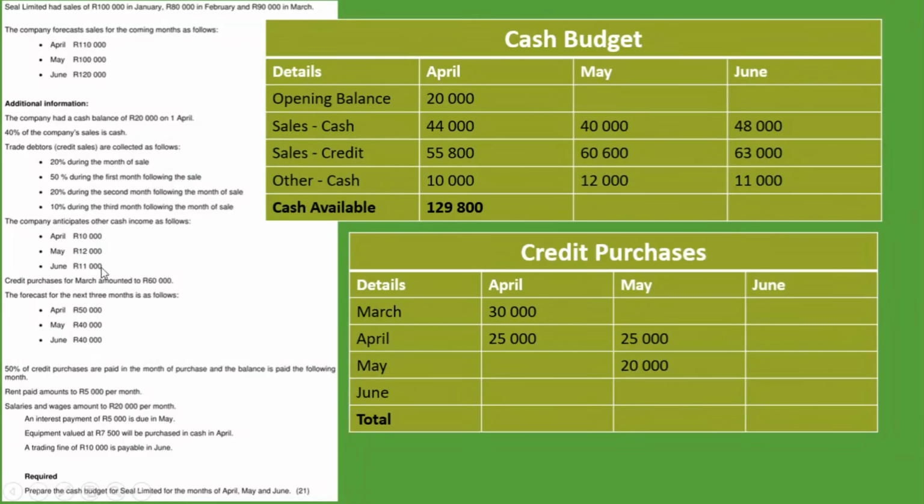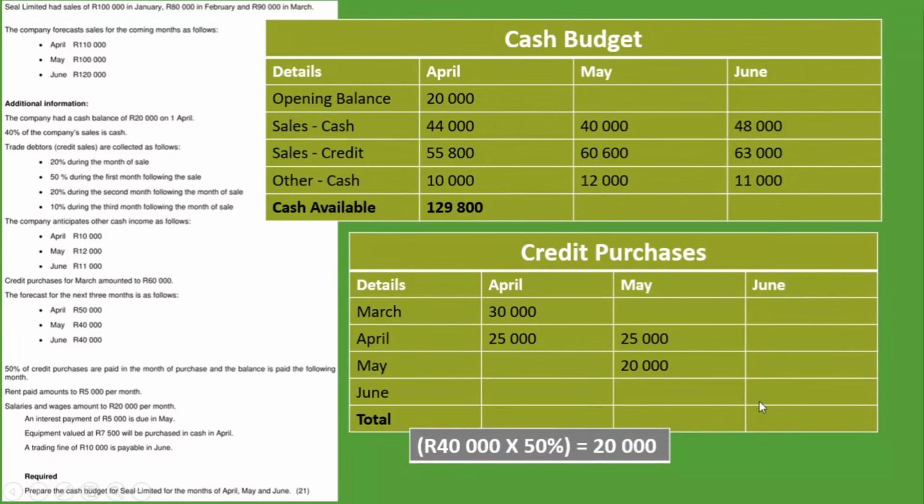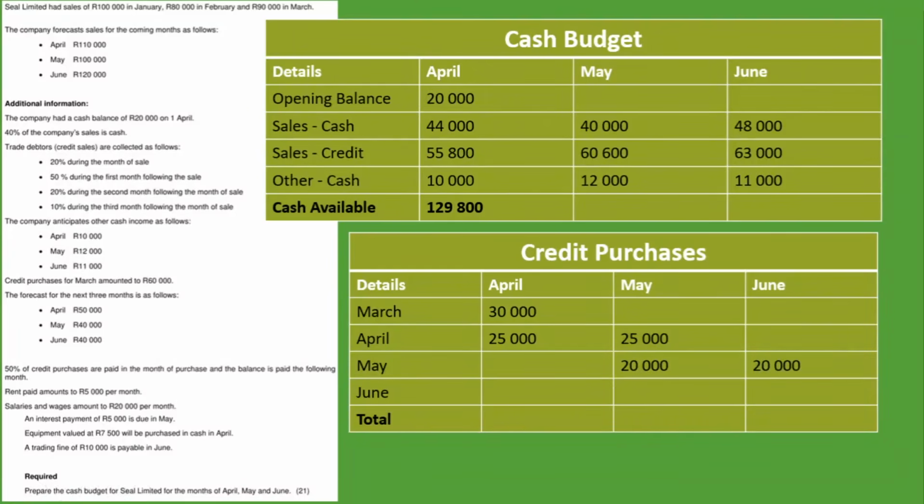So we'll take May's amount, which is 40,000 Rand, times 50%, and we are paying 20,000 Rand of May's amount in June. So we'll put 20,000 Rand there. And then June, how much of June's amount will be collected in June? It's 50% again. So we'll take 40,000 Rand for June, the purchases that we made, times 50%, and we paid out 20,000 Rand for June. And we've just completed the credit purchases.